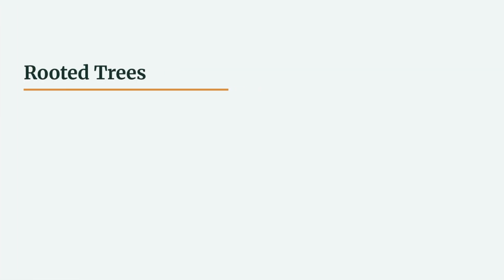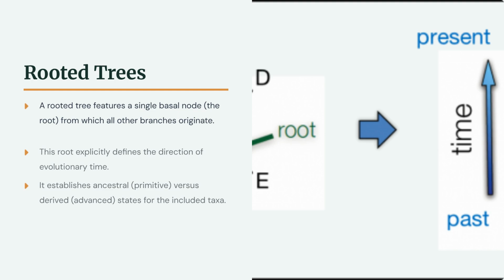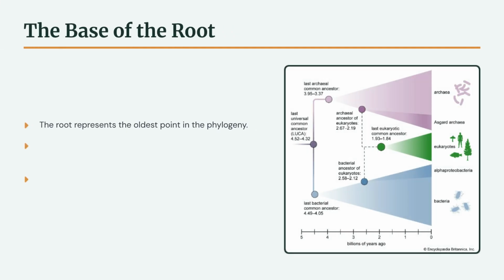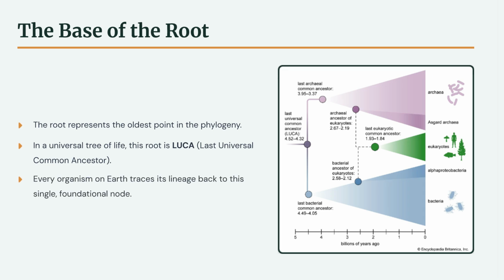Rooted trees have a single basal node, the root, defining the direction of evolutionary time. This establishes ancestral versus derived states for the included taxa. The root represents the oldest point. In a universal tree, this is the last universal common ancestor, or LUCA. All life traces its lineage back to this single node.